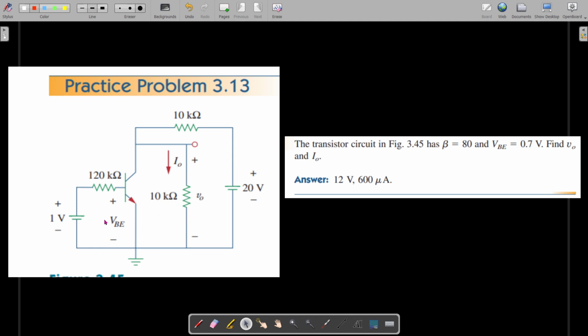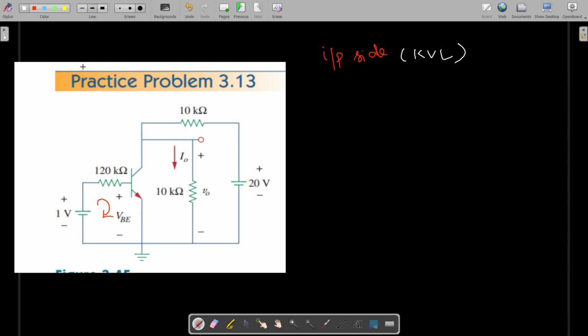So this is your input side, and for the input side we can apply KVL. But for the output side, at this node, we are going to apply KCL. So it starts from here and follows this path: -1 volt plus 120 kilo ohm, so 120 into 10 power 3 resistance, into current IB.